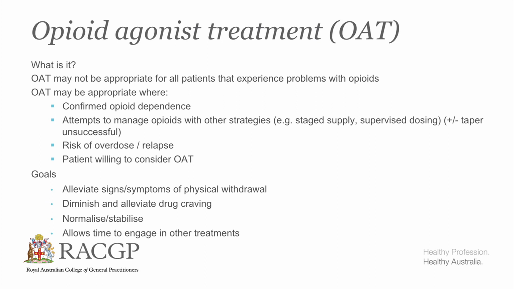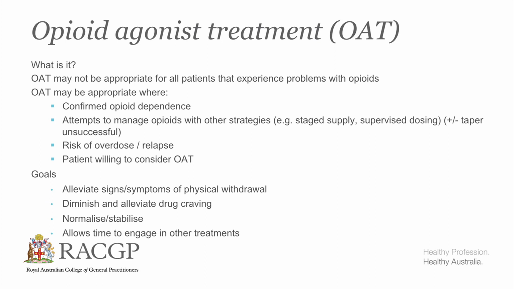And other people may be using opioids but may not be dependent. There may be people that use occasionally, or who mix it in with lots of other things, where they're not actually dependent. So it's not appropriate in that group as well. So you do need to confirm that they fulfill the criteria for opioid dependence, not just opioid use disorder, but dependence. And look at whether they've had attempts to manage opioids with other strategies and whether they've worked.